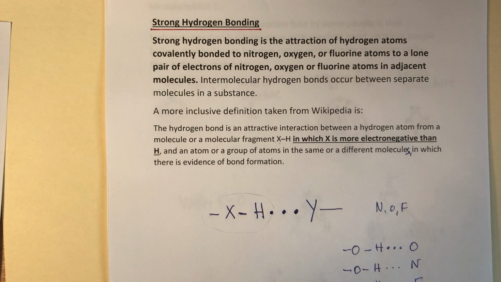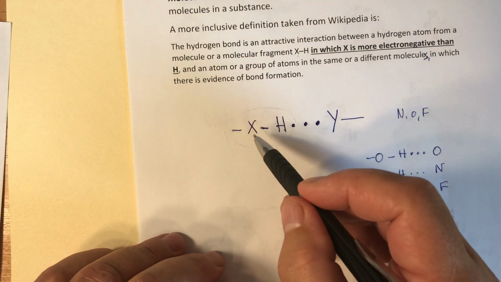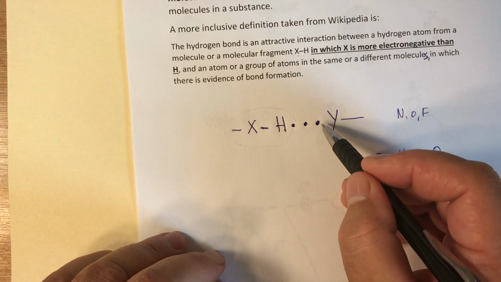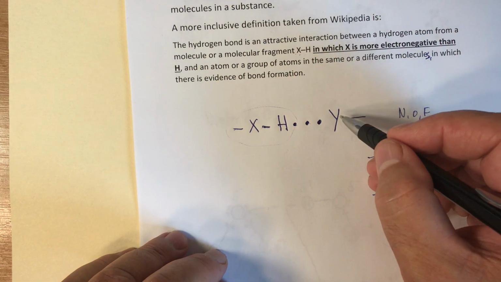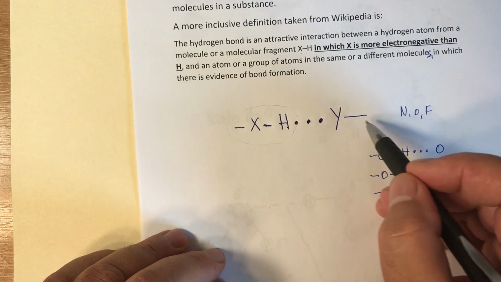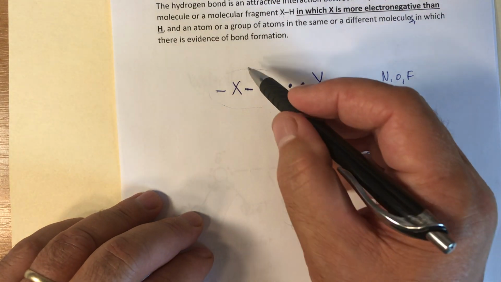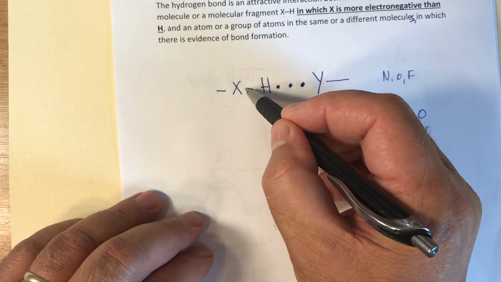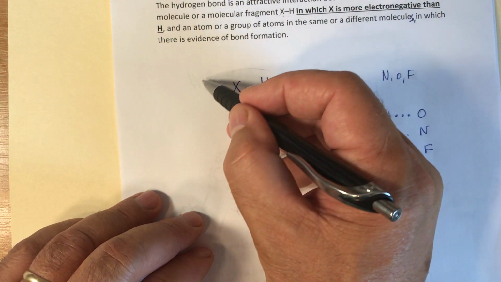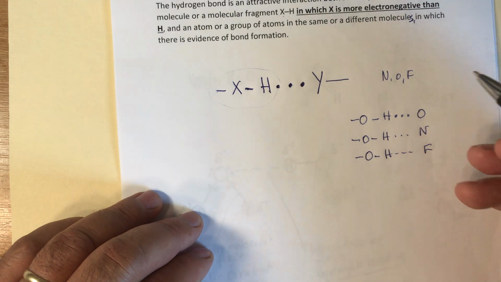In this video I'm going to talk about strong hydrogen bonding. Strong hydrogen bonding is the attraction of hydrogen atoms covalently bonded to X to another lone pair of electrons on Y. X and Y represent nitrogen, oxygen, and fluorine. X-H is a molecule or part of a molecule, and Y is part of another molecule.